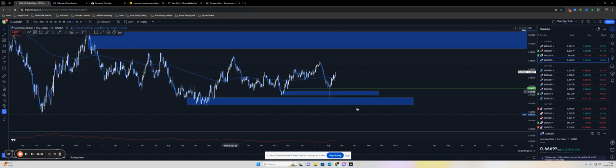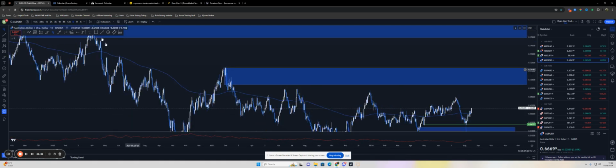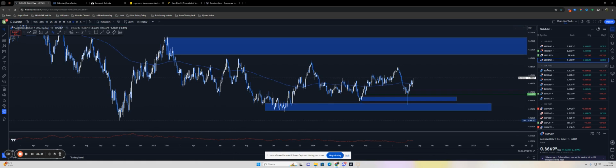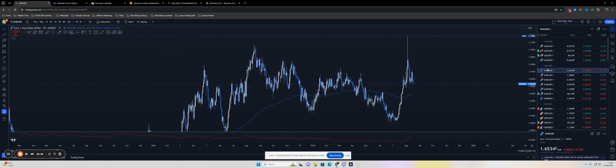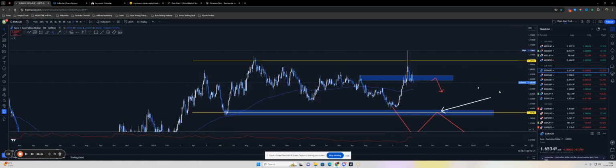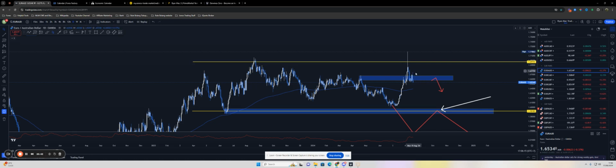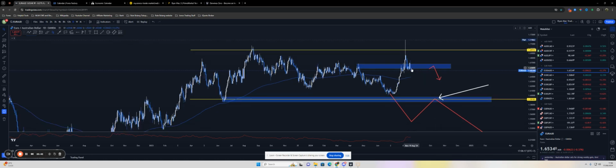Again, look, you can see how powerful these zones are, guys. They're absolutely brilliant. Time after time they hit. I wouldn't trade this anyway because it's ranging. You know me, I don't trade ranges. I only trade trends, right? I don't bother with ranges. Just a massive liquidity grab there. That's all that is. Again, you could enter that.